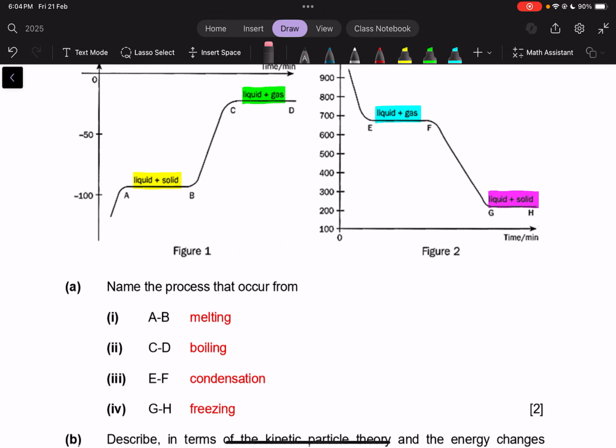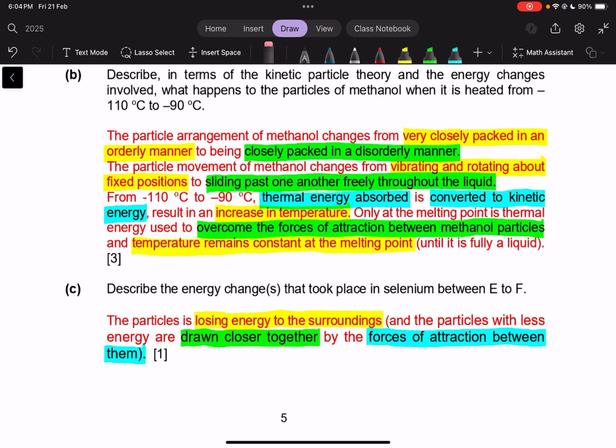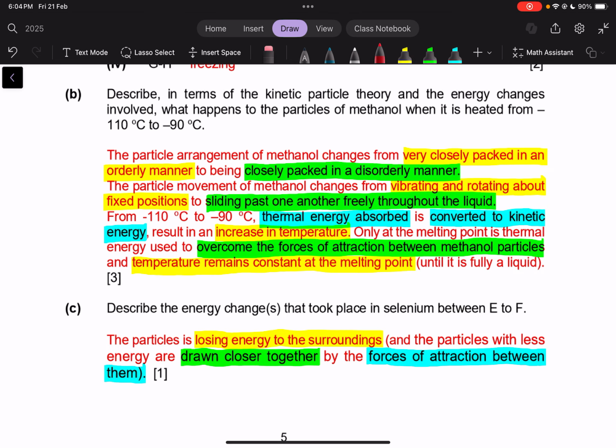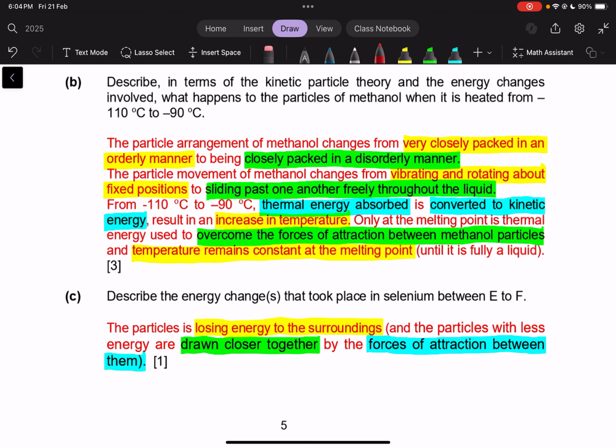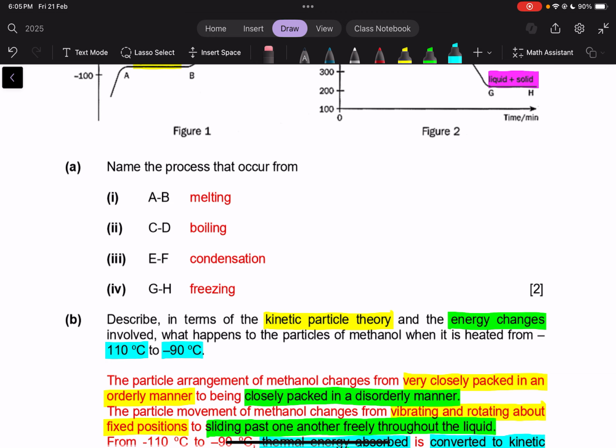Okay, so for part 9, I shall not go through the whole part A in detail. You should be able to identify these 4 processes from the heating and cooling curves easily. Just look at part B and C of this question. So now they ask you to use KPT and energy change. So here, first part use KPT, and then energy change. So heated from these two temperatures, 110 to negative 90. So let's see what happened from 110 to negative 90.